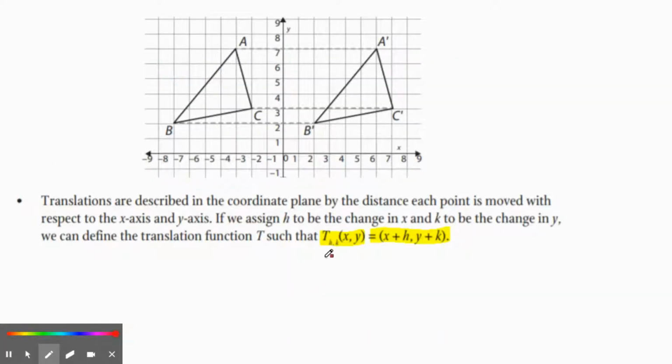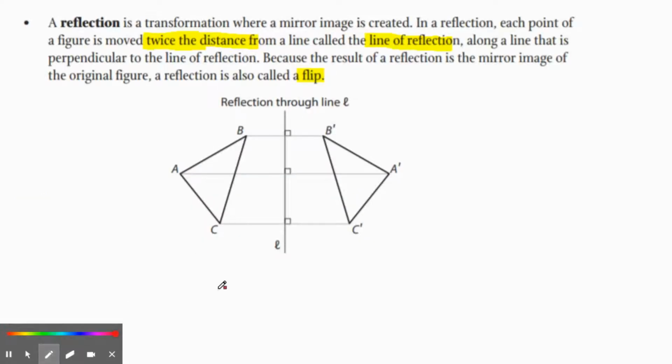A little more review is the shorthand version of the translation. Remember, we're adding some number h to the x and some number k to the y. A reflection is a transformation where a mirror image is created. A figure is moved twice the distance from a line called the line of reflection, also known as a flip.